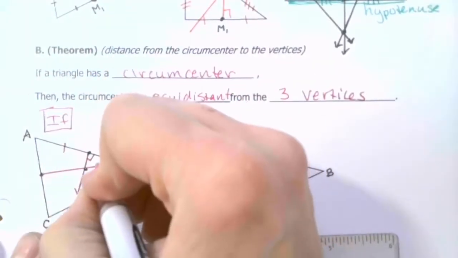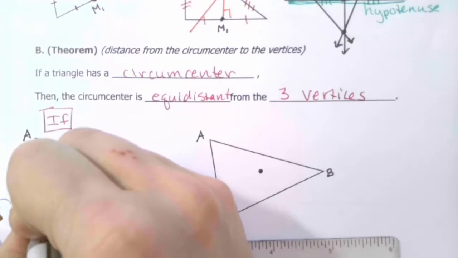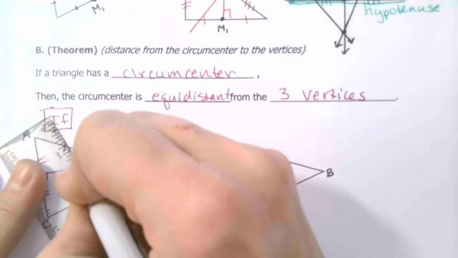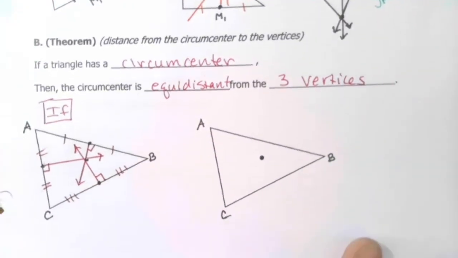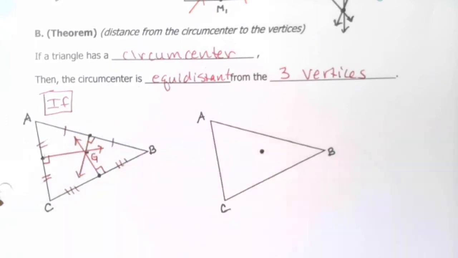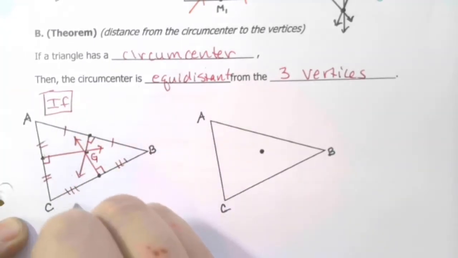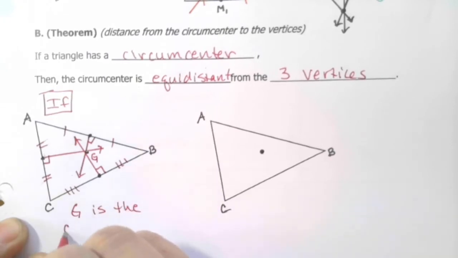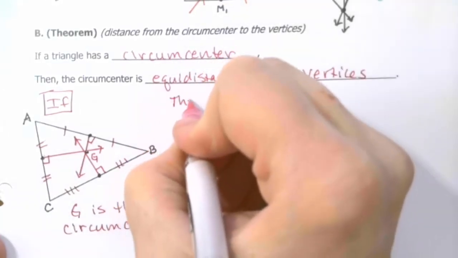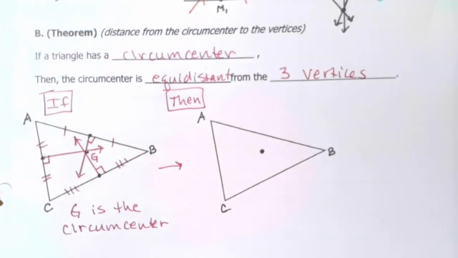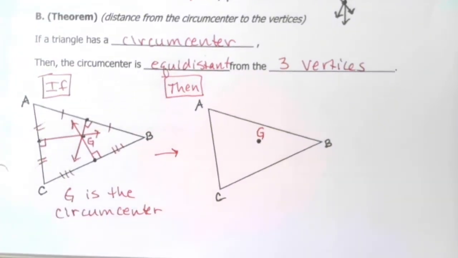We're going to draw all three of your perpendicular bisectors. And they meet up in the circumcenter. And we're going to name that circumcenter G. So if G is the circumcenter, then, and this is where it gets tricky. This is still G, so we're going to label it G. The theorem says if G is the circumcenter, then it is equidistant to the vertices.